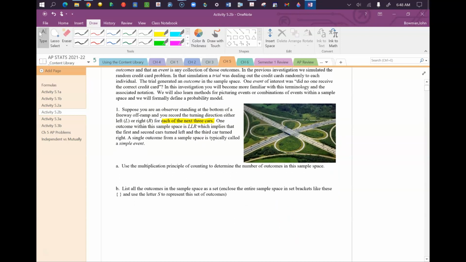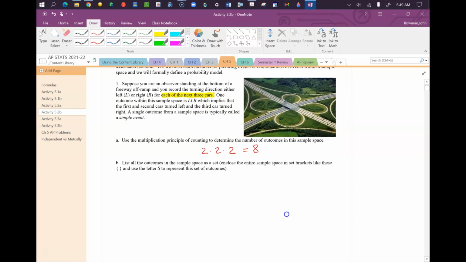Part A, use the multiplication principle of counting to determine the number of outcomes in the sample space. So we have basically three simple events with two outcomes each. So 2 times 2 times 2, or 2 to the third, gives us 8 possible outcomes. List all the outcomes in the sample space.